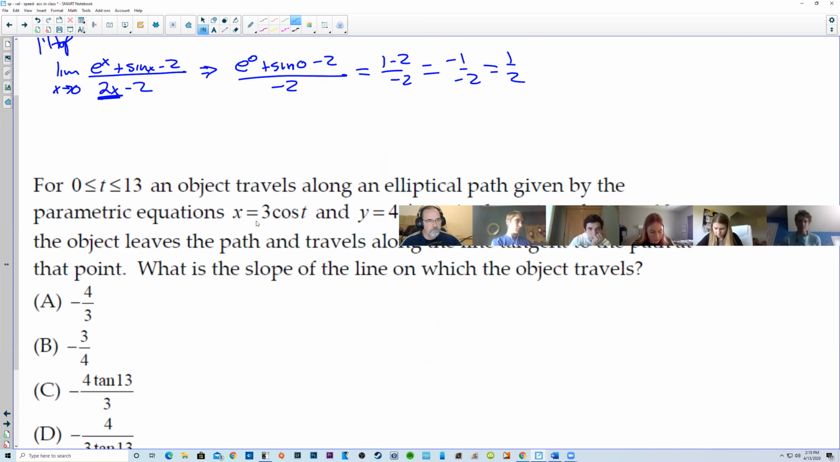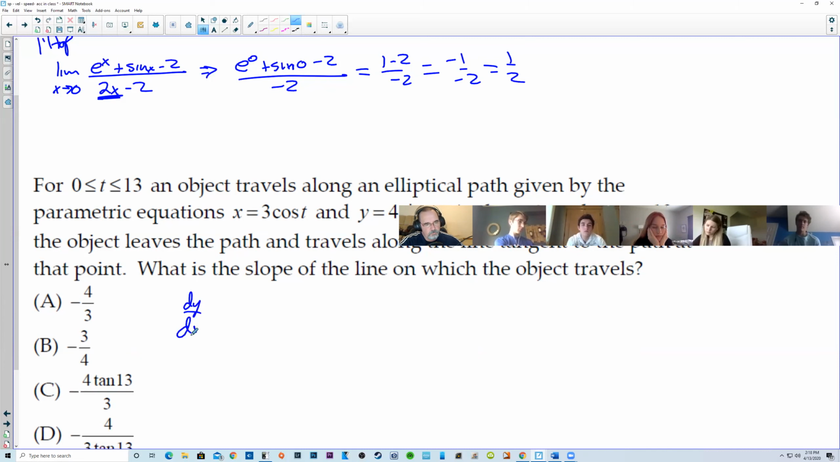For 0 to 13, an object travels along an elliptical path given by the parametric equations. All right, so now we can do a very quick problem to cover parametric. We'll actually do that in free response later as well. So the equations are 3 cosine and 4 sine. At the point where t equals 13, the object leaves the path and travels along the line tangent to the path at that point. What is the slope of the line on which the object travels? So it's kind of like exiting the roundabouts, right? You exit, and if you're leaving on the tangent line path, what would that be?